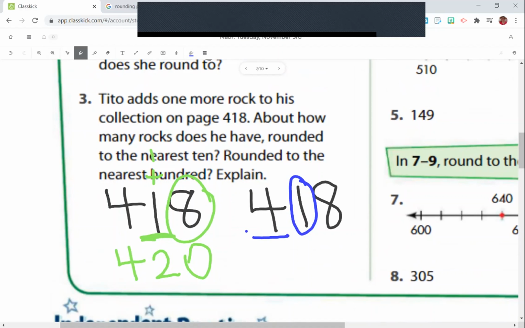I'm not going to change my 4. It's going to stay the same. Everything to the right changes to a 0. The 8 also changes to a 0.